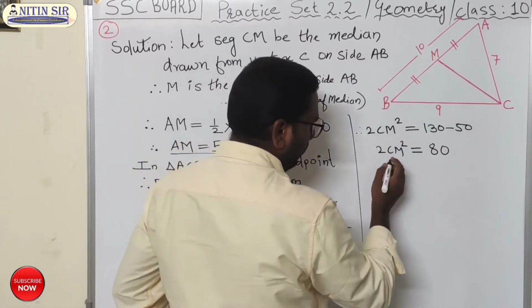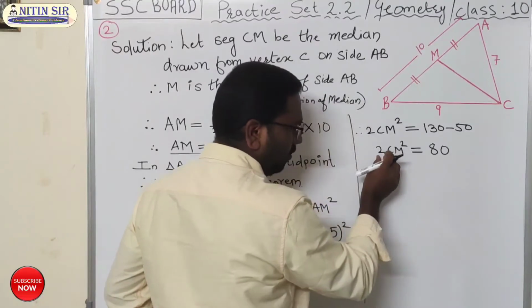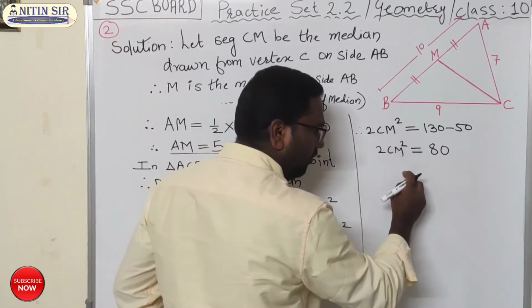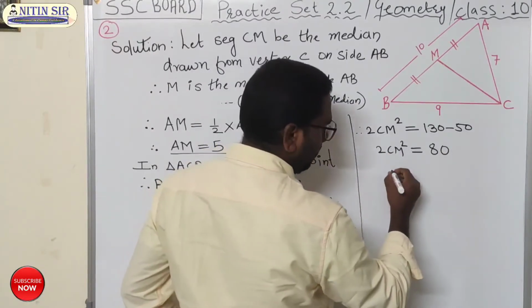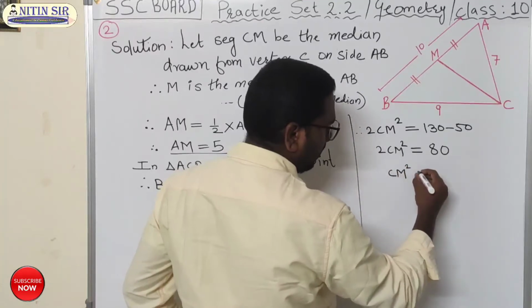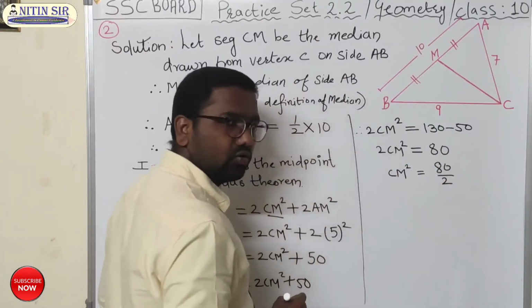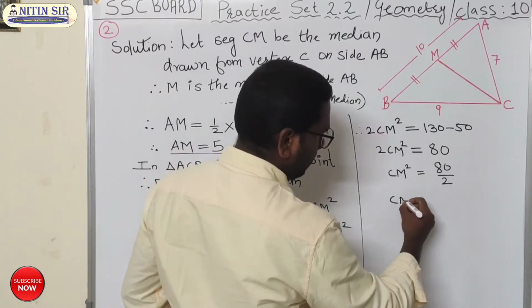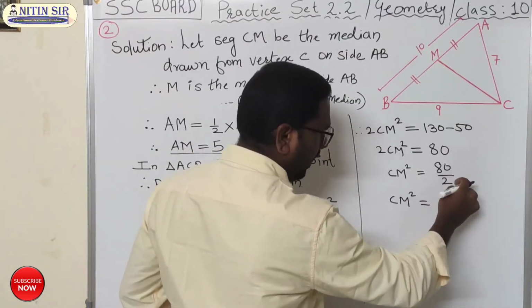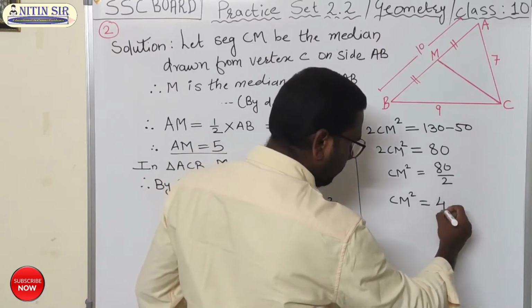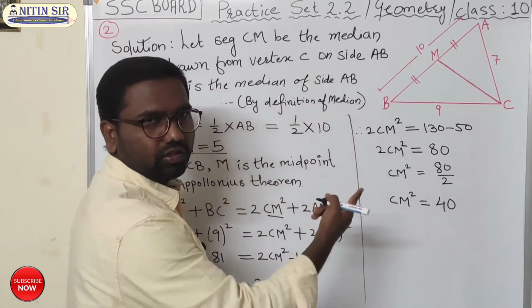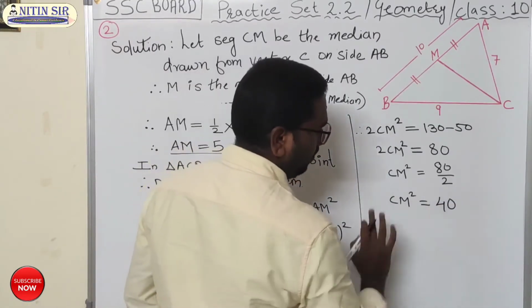Now what we'll do, 2 here is in the multiply position. When it goes to the other side, it will divide 80. So CM square is equal to 80 divided by 2. So CM square is equal to 80 upon 2, which is 40. 2 4s are 8 and 0. CM square is equal to 40.